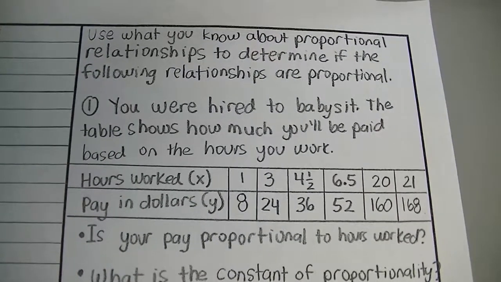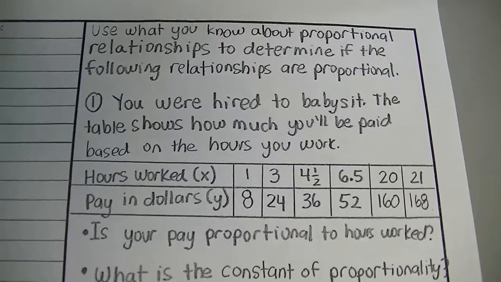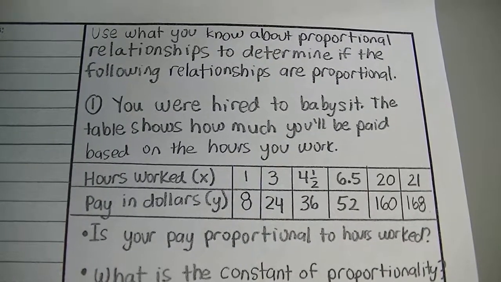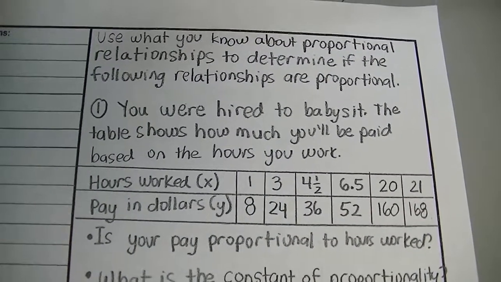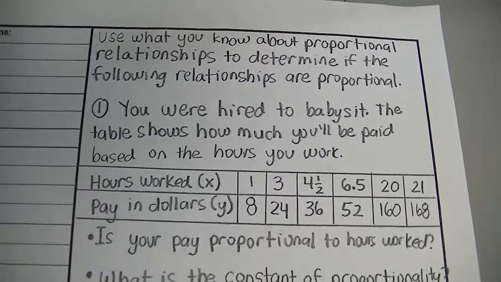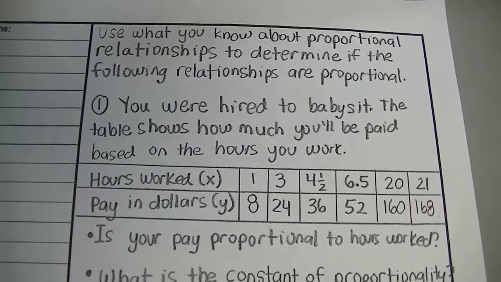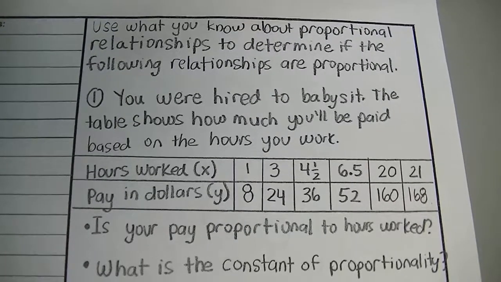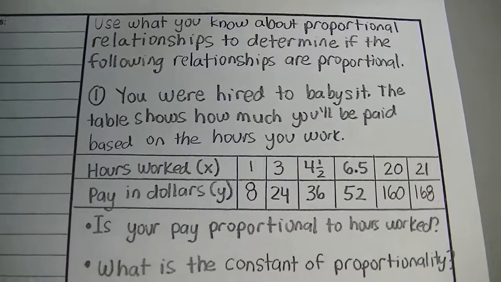Just a reminder, for a table to be proportional, you must be able to multiply all of those X values by the same number every single time to get its corresponding Y value. It's got to have the exact same unit rate throughout the entire table, okay?